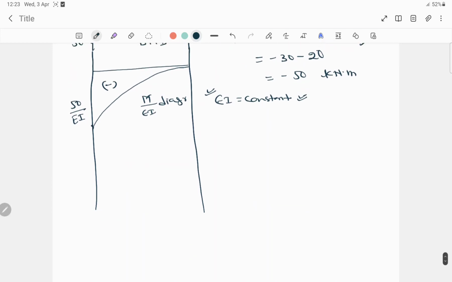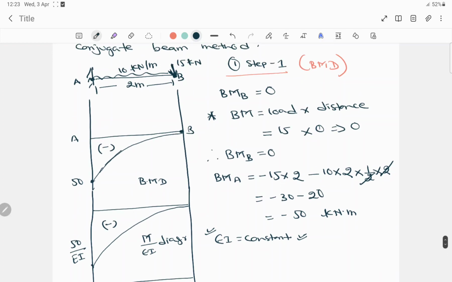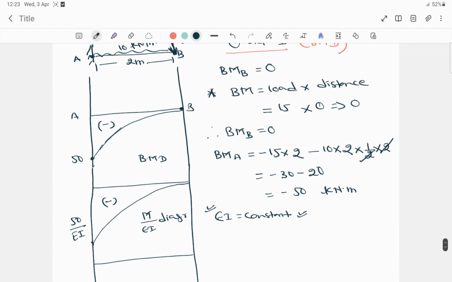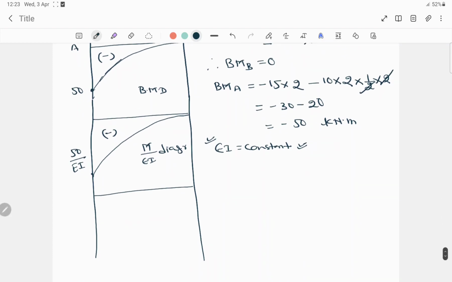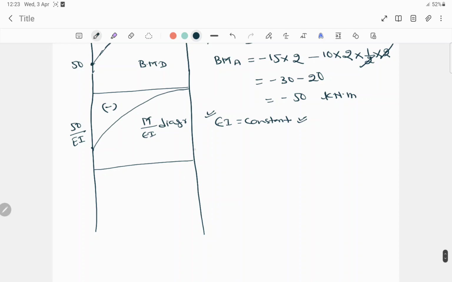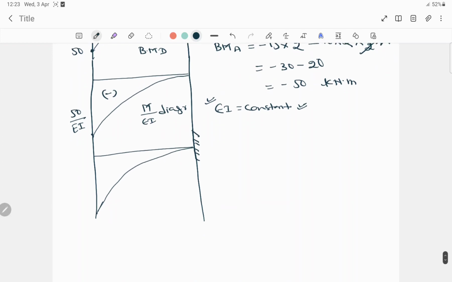Now the next step is to draw the conjugate beam, and we have some rules in case of the conjugate beam. Suppose it's a cantilever beam and this side is fixed. In the conjugate beam, the fixed end will be at this side. So this is the difference, and the bending moment diagram will be the same as before.